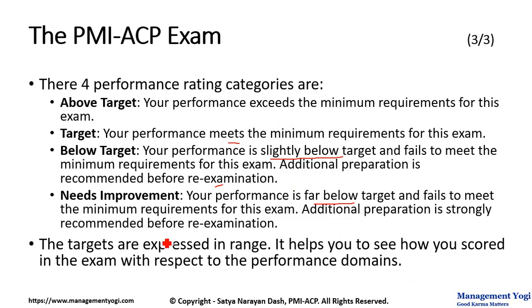So as you can see, if your rating is falling under above target and target, that means you have passed the exam. If your rating for the domains are falling as below target or needs improvement, that means you have failed the exam. Now the targets are expressed in ranges. It helps you to see how you scored in the exam with respect to the performance domains. So ranges, in a sense, there will be a horizontal bar and they would have divided one into pass zone, another into fail zone. And in the pass zone they would have put some markers, in the fail zone they would have put some markers, which you are going to see in the next video.